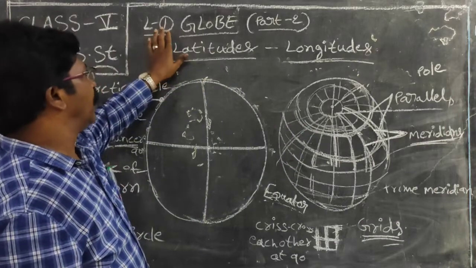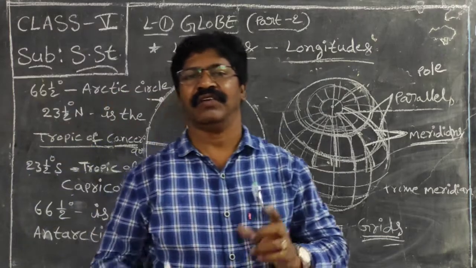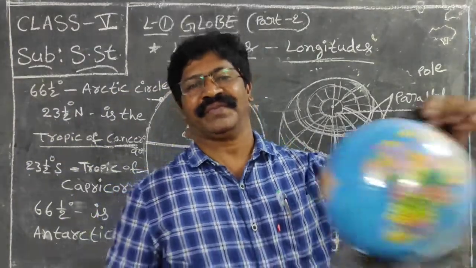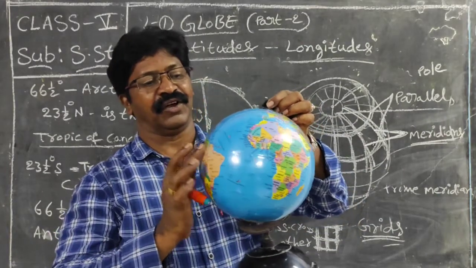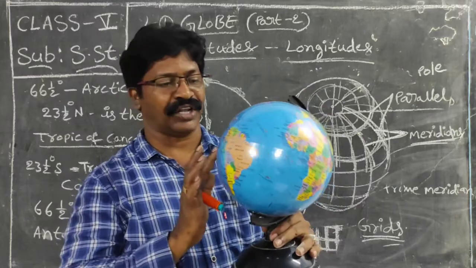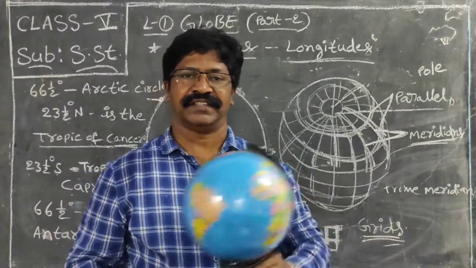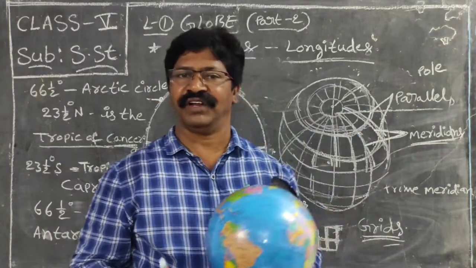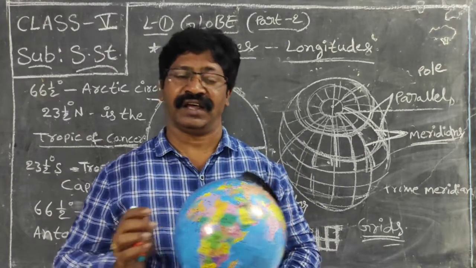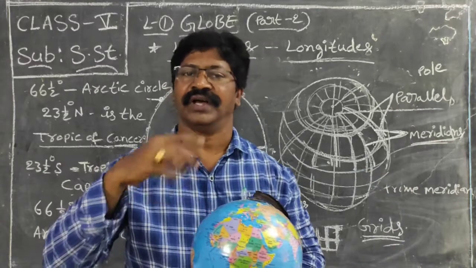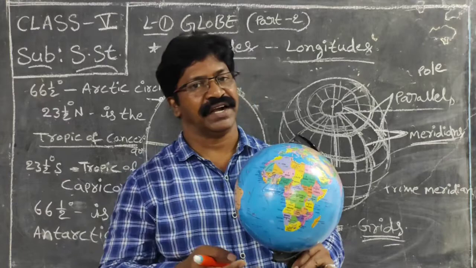This is the part 2 of the globe lesson. In part 1 we discussed the globe, which is a model of the earth, and its motions: rotation and revolution. Moving around the sun is called revolution. Rotation causes day and night, and revolution causes seasons.